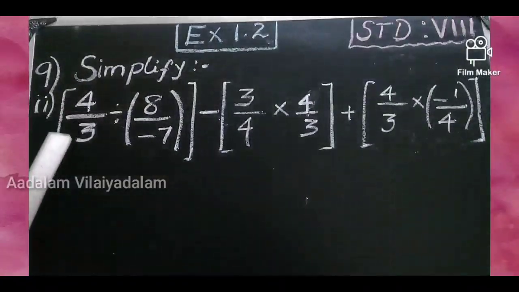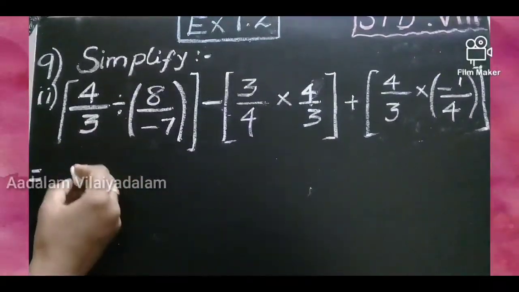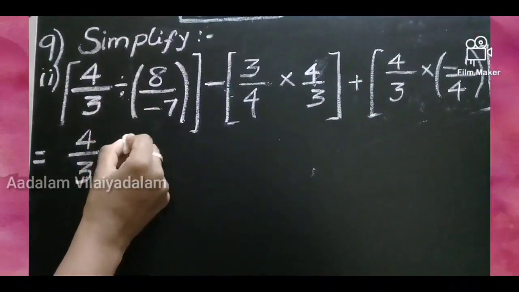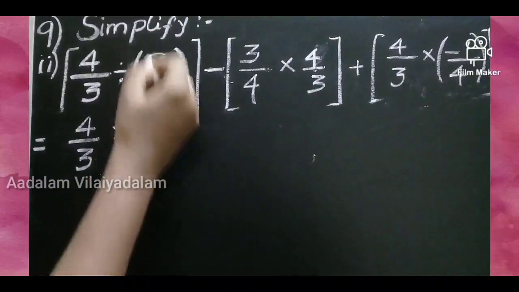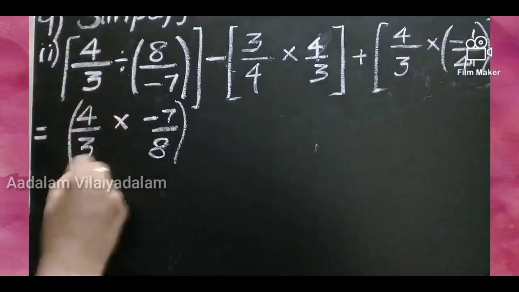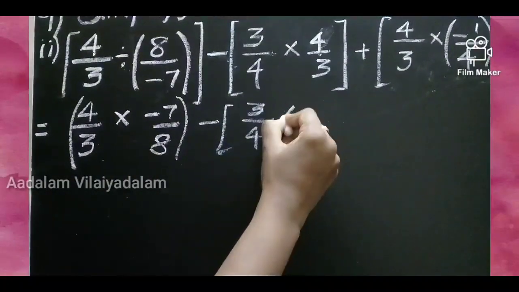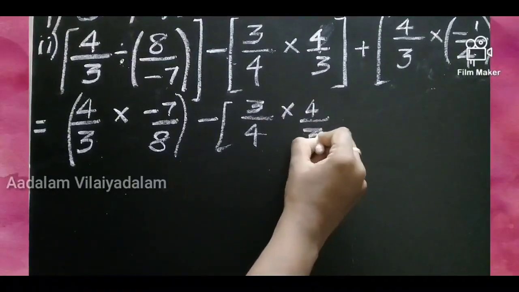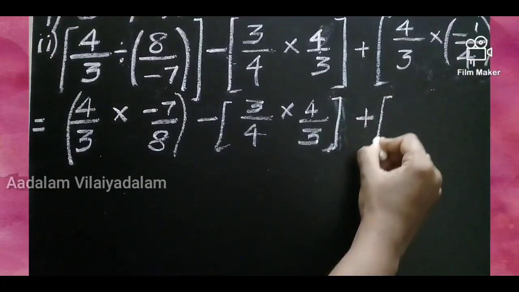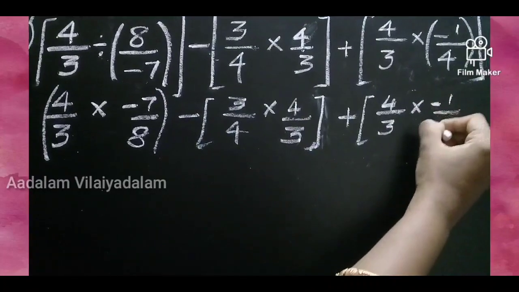Second question, 4 by 3 divided by 8 by minus 7. First you have to arrange the multiplication format. So 4 by 3, division converts to multiplication. Take the reciprocal, minus 7 divided by 8. The second one, 3 by 4 into 4 by 3, plus 4 by 3 into minus 1 by 4.